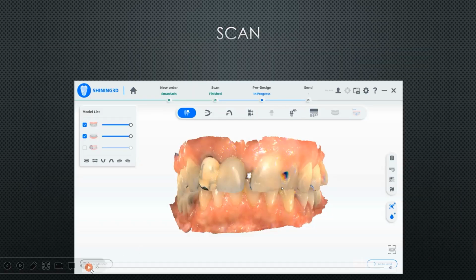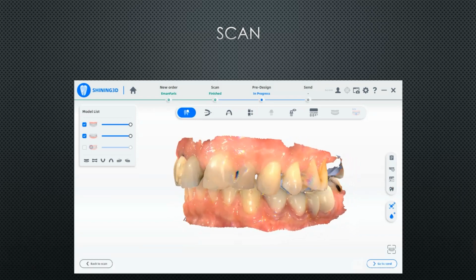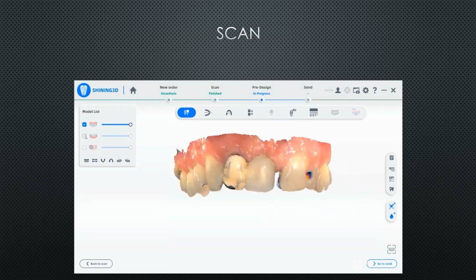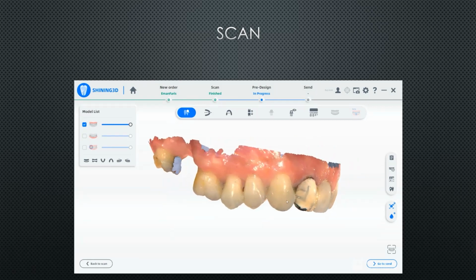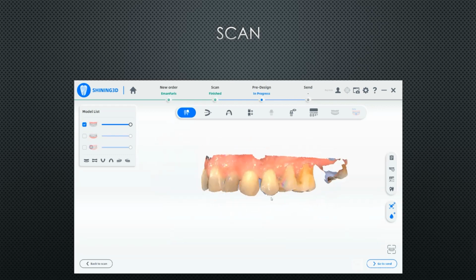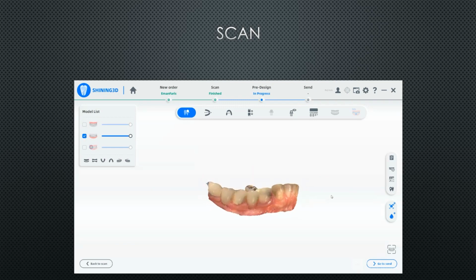If we take a look at her scan, this is from the Shining 3D scanner. If you look here, the curve of Spee and the other curve of Spee. We see the concavity of the curve affecting the lower teeth because of the migration of the upper teeth. That was the pre-op scan.